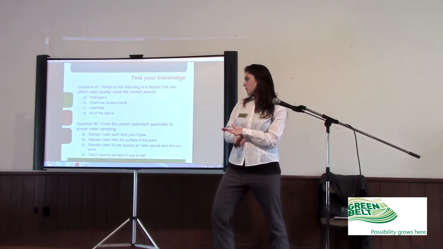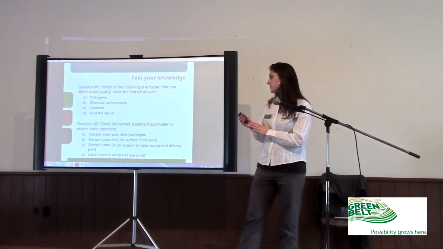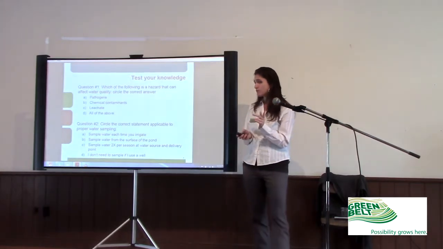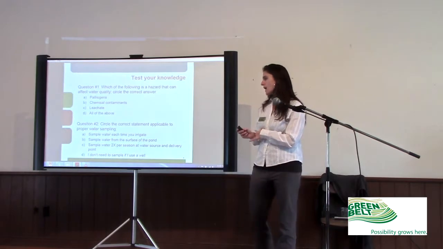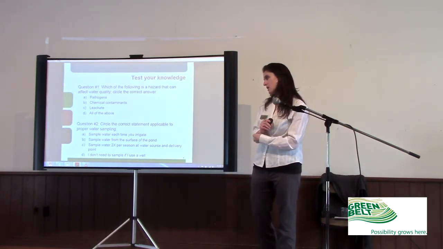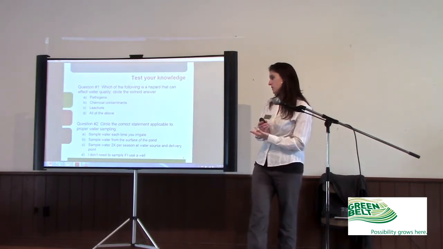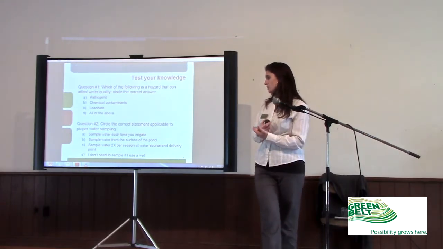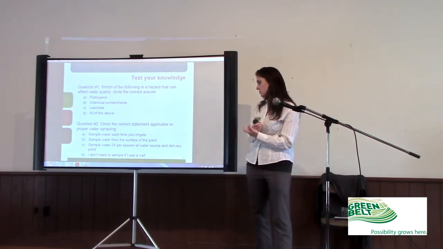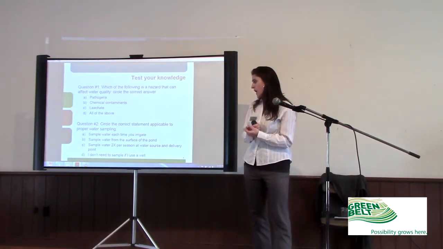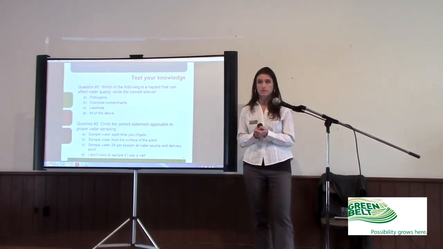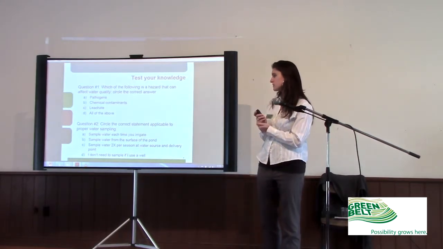Question 2. Circle the correct statement applicable to proper water sampling. We have heard a little about this, so we should be able to answer it correctly. The options: sample water each time you irrigate, sample water from the surface of a pond, sample water 2 times per season at the water source and the delivery point, or I don't need to sample if I use a well. Choose the one you feel is correct.